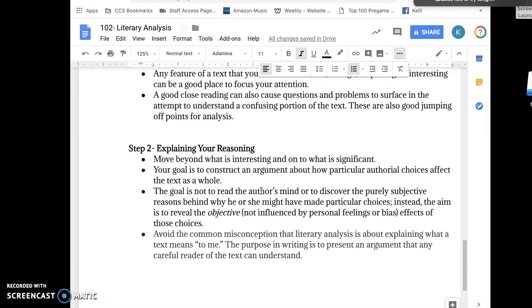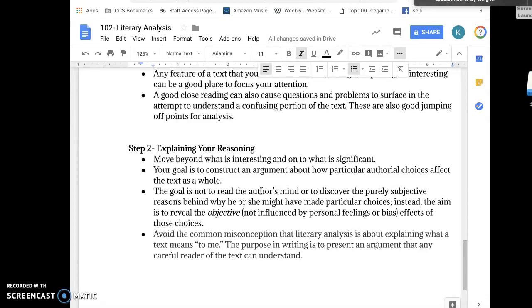So your goal is to construct an argument about how these choices the author makes affect the text as a whole. You're not trying to read into the author's mind. You're not trying to be subjective about why he or she made the choices. Instead, your aim is really to reveal the objective effects of those choices. How do those choices drive the literature or drive the author's point?